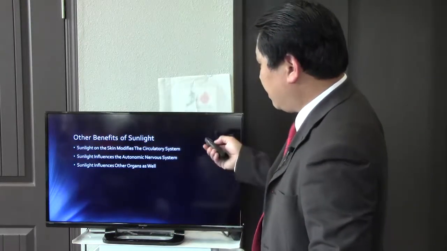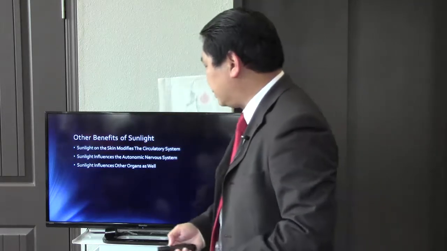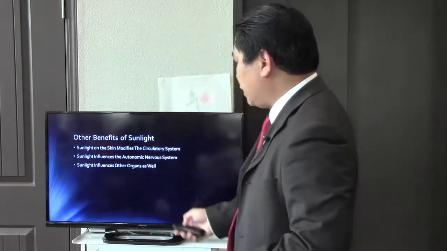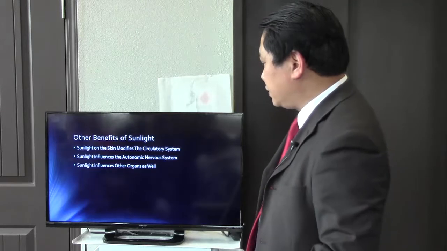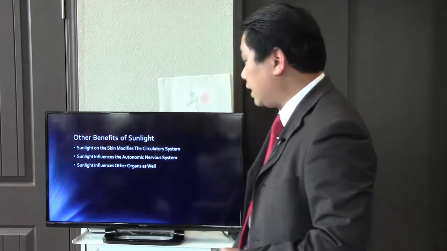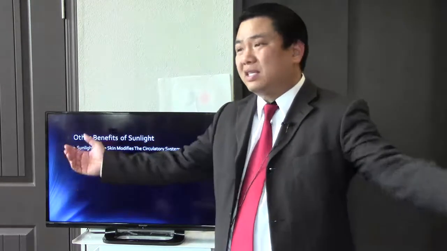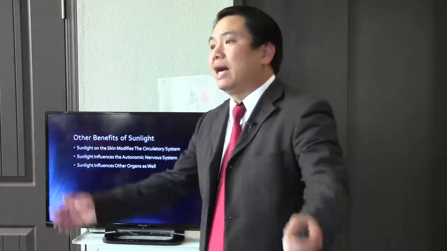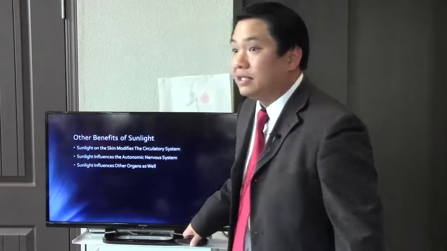Okay, the benefits of sunlight, we know about that. Sunlight influences the autonomic nervous system, and it influences the organs as well. How does it influence the organs? You can't really explain it. Just go out and see the sun. Just let the sun's power hit you. What do you feel? You feel relaxed immediately.